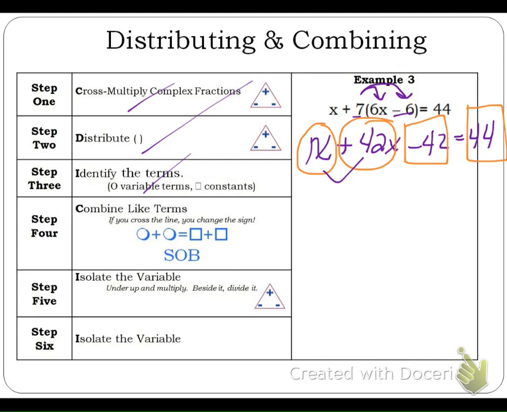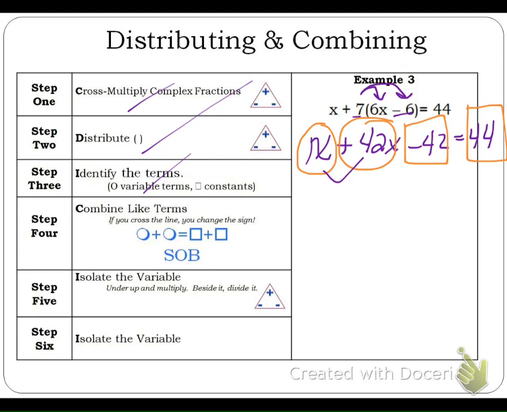Look at the equation. Why don't I need to change any signs if I'm going to get ready to combine those two? Because they're both already on the left-hand side of the equation. They're already on the same side of the equation together. So I don't need to change any signs here.